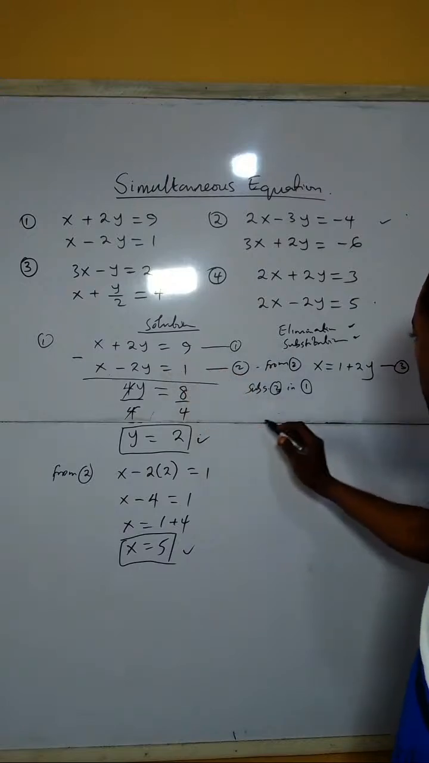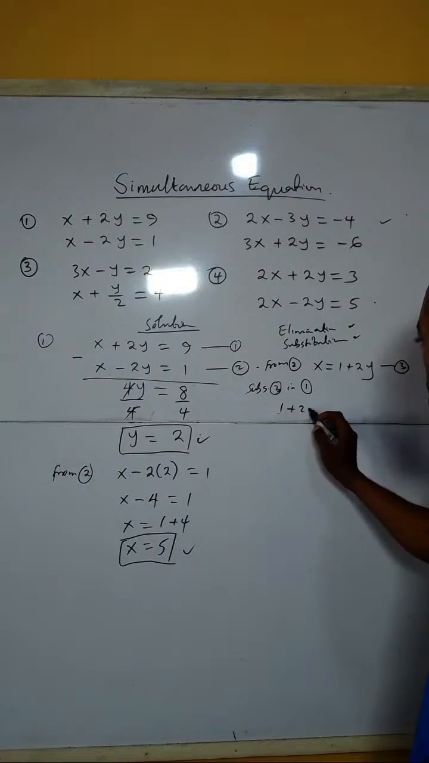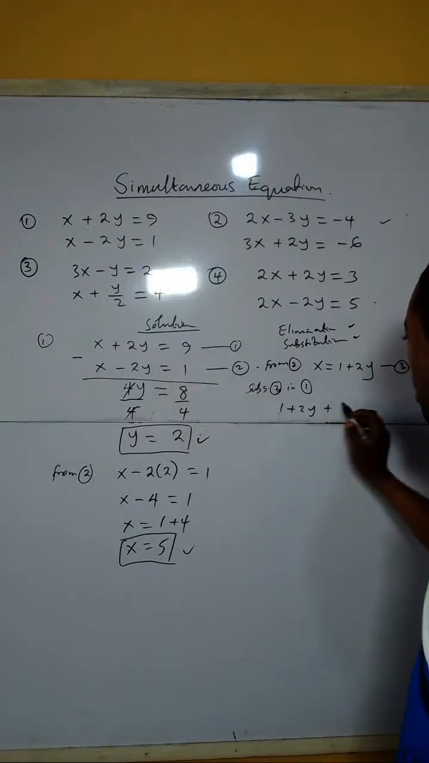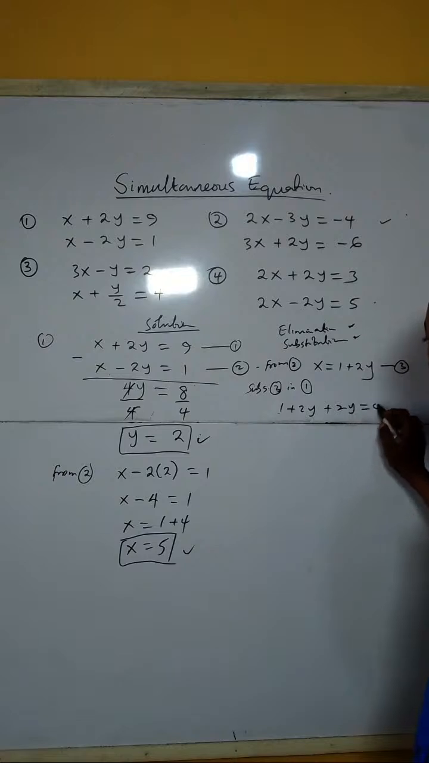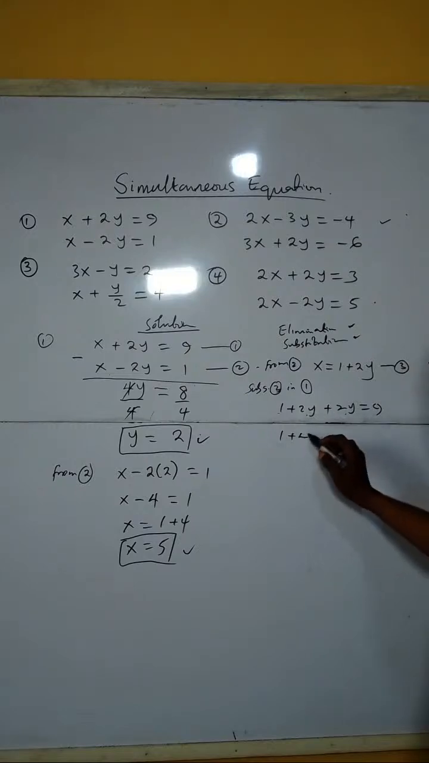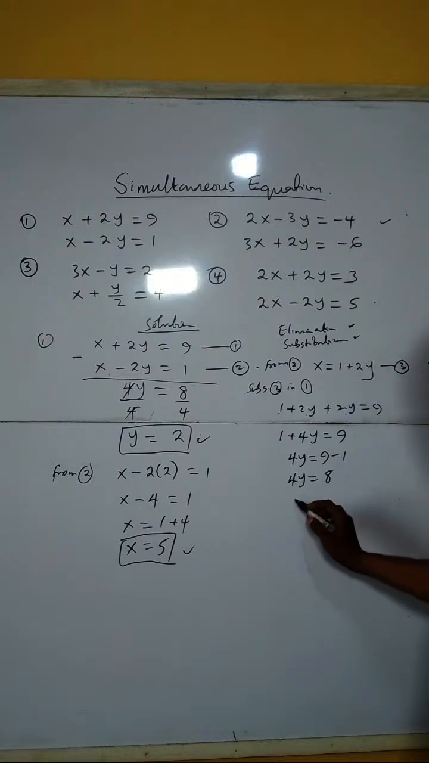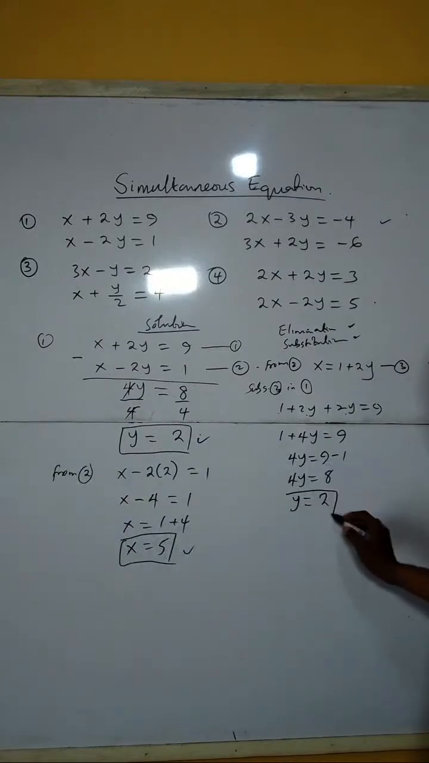Equation 1 will now become x, which is now 1 plus 2y, then plus 2y equals 9. It implies we have 1 plus 2y plus 2y, that's 4y, equals 9. Then taking 1 to this place, we have 4y equals 9 minus 1. It implies 4y equals 8. Divide both sides by 4. It implies y equals 8 over 4, which is 2. So y equals 2.